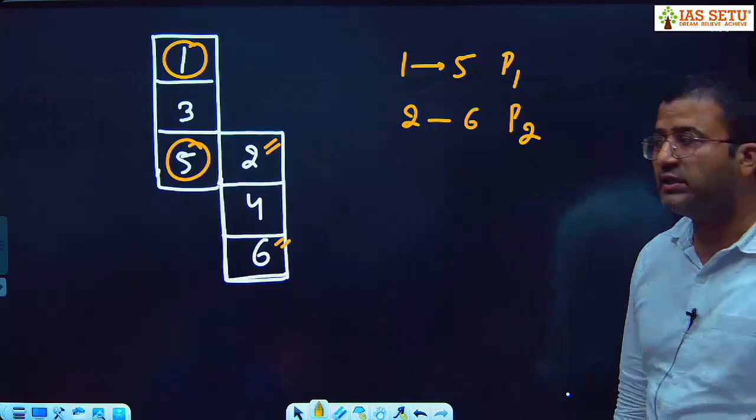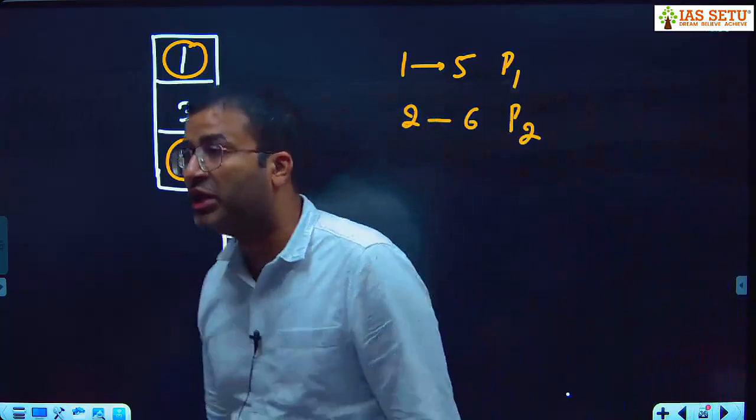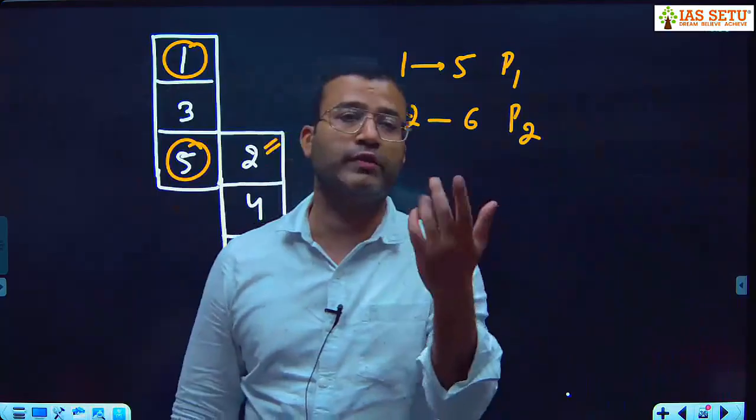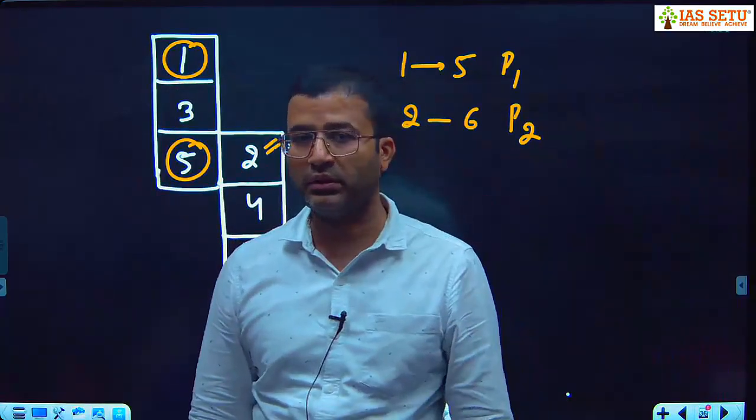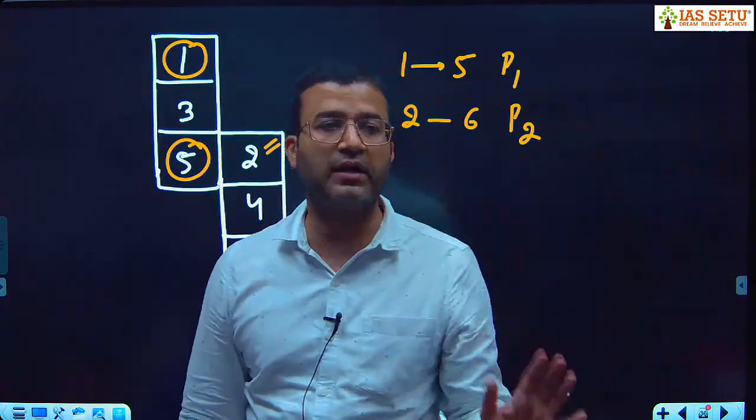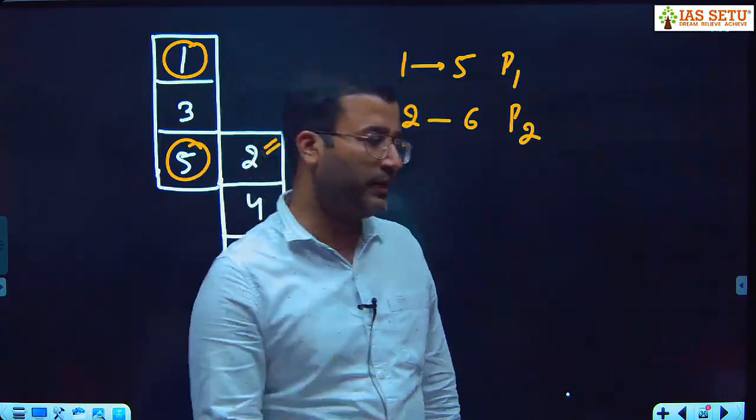But what is our concept? What is our learning here in type 3? If you know 2 pairs, you very well know the third pair. You only need to find 2 pairs, and the third pair will come automatically. I will explain how.